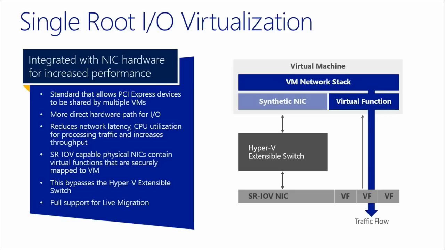And what that means is reduced network latency, reduced CPU utilization for processing traffic, and increased throughput. It's essentially like binding the physical network adapter to the VM directly. The only difference is multiple VMs can have this functionality simultaneously, depending on how many virtual functions your SRIOV NIC has and contains. Now, if a customer actually has this capability, do we recommend using it?